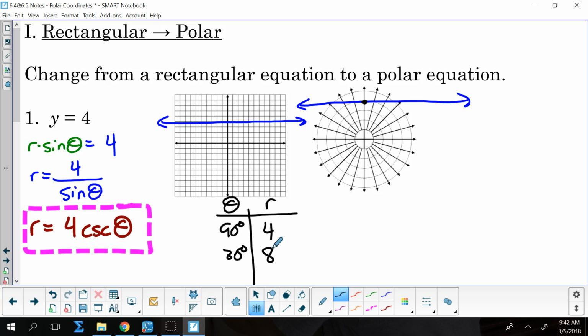Oops, I should have put that in a different color. Forgot I wanted to put that in a different color. So what does that mean? Out 8 rings, right? Okay, so there's 1, 2, 3, 4, 5, 6, 7, 8.